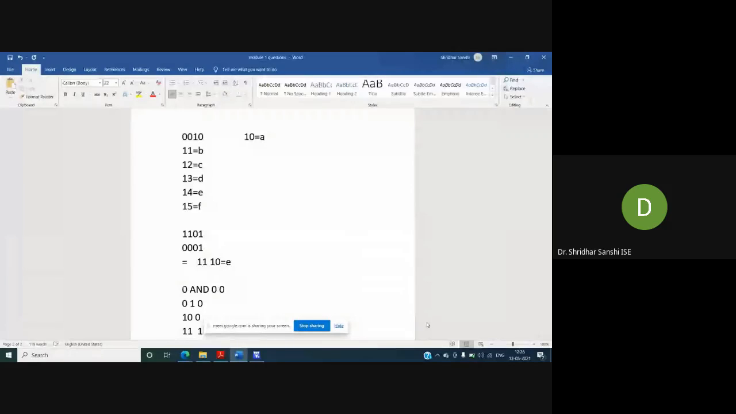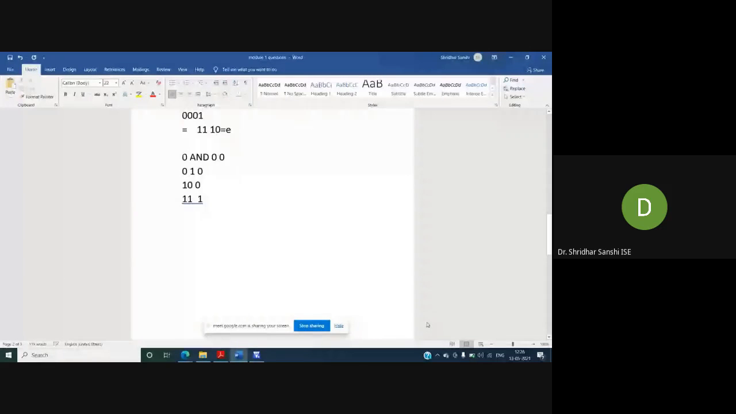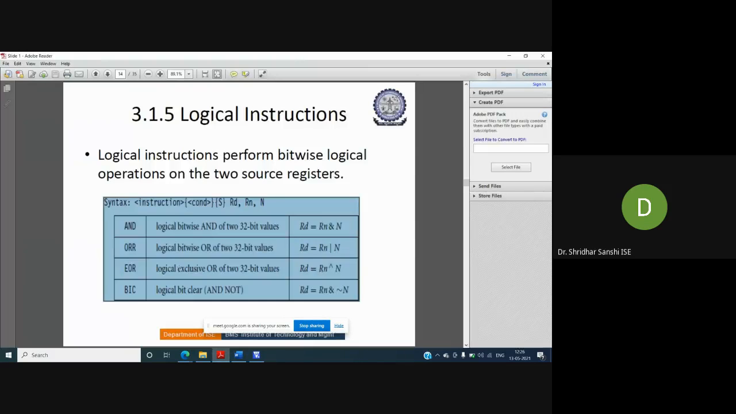So this is the OR operation. If it is 0, 0, the answer will be 0. If it is 0, 1, the answer will be 1. If it is 1, 0, the answer will be 1. And if it is 1, 1, the answer will be 1. So this is the OR operation, and the third one is logical exclusive OR.